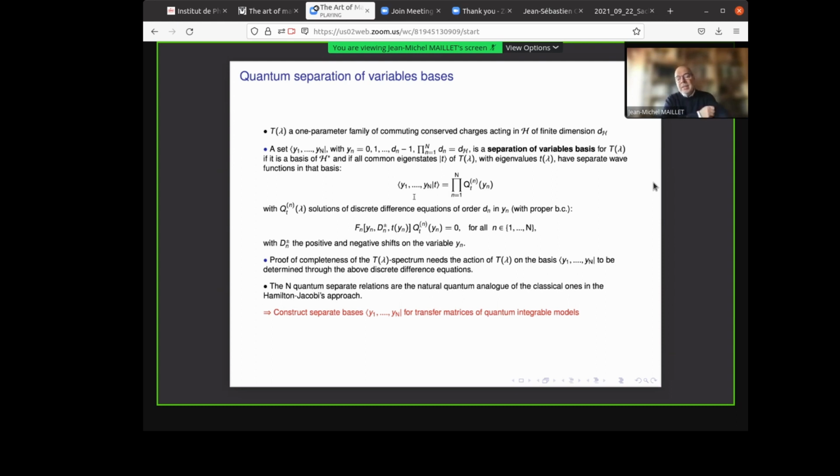And in fact, if you are able to do that, then you can prove that conversely, if you have a solution of this secular equation, say, in the variable yn, then you can go back and prove that you have completeness and that you can construct eigenvectors. Okay, this is very reminiscent of the classical Hamilton-Jacobi situation. So the question I would like to address in this seminar is really how to construct separate bases from transfer matrices in quantum integrable systems, such that you have all this scheme complete.